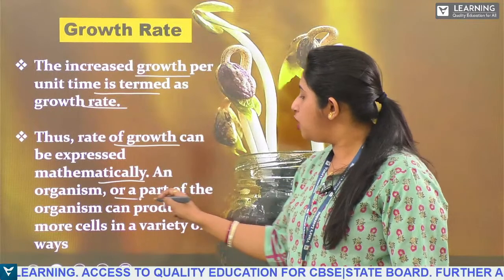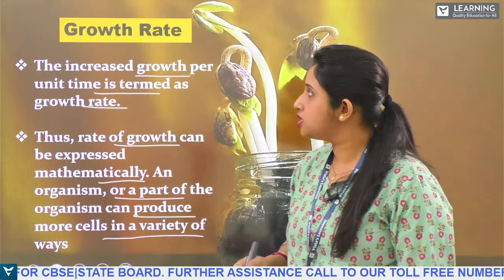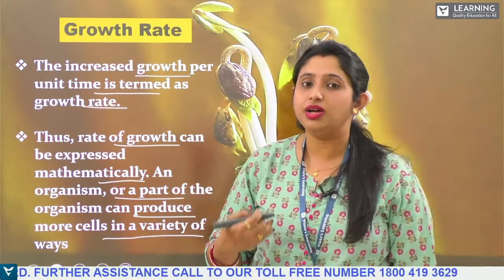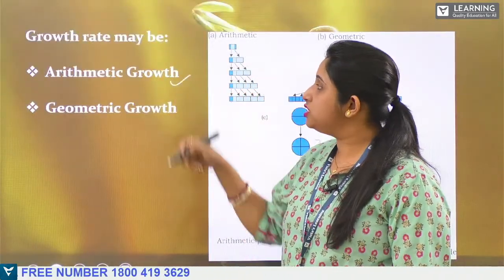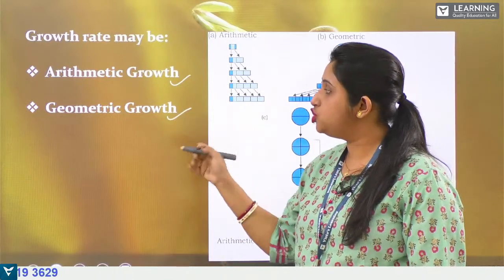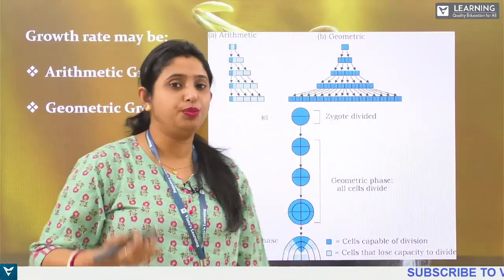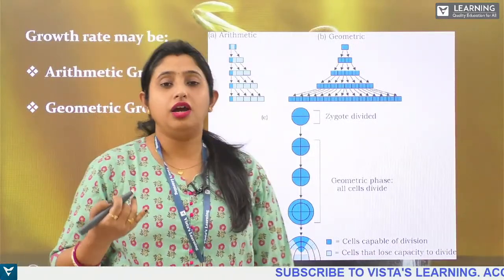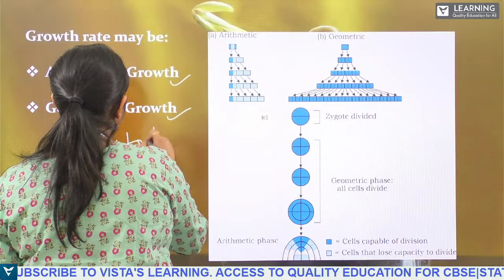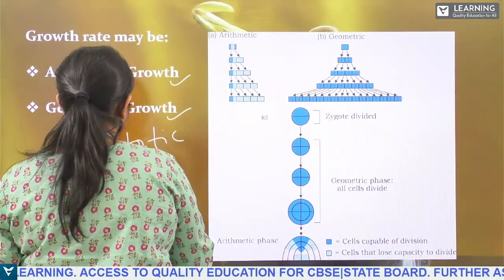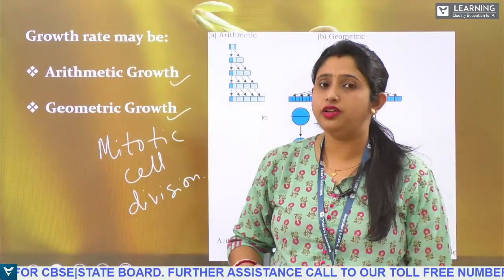An organism or a part of the organism can produce more cells in a variety of ways. So what is this growth rate? It is nothing but the increased growth per unit time. Next, it can be measured using the arithmetic growth and the geometric growth. So in case of plants, the growth rate can be measured using the arithmetic and the geometric growth. Now, in case of plants, what happens? Mitotic cell division takes place.